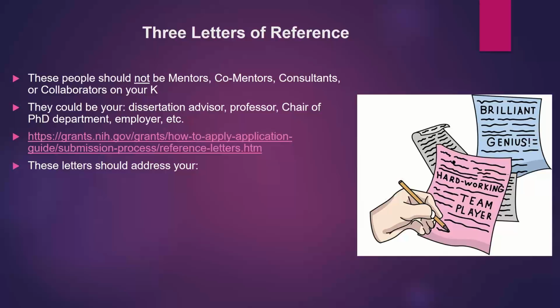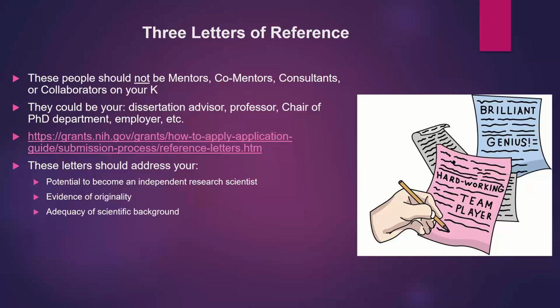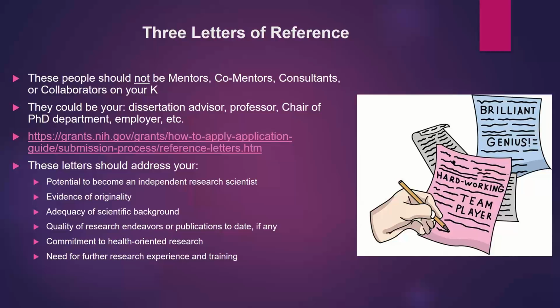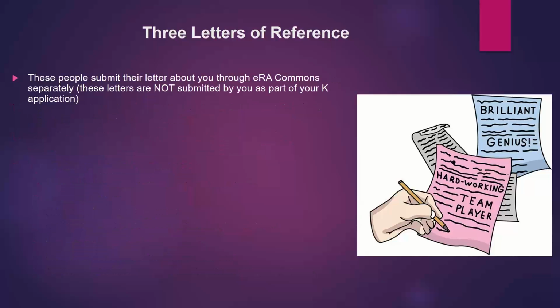If you go to grants.nih.gov, they have a link for reference letters and what they should look like. But briefly, these letters should address your potential to become an independent research scientist, evidence of your originality, adequacy of your scientific background, the quality of the research endeavors or your publications to date, if any, your commitment to health-oriented research, and the need for your further research experience and training. And you can add any additional related comments that they may wish to provide. These people submit their letter about you through ERA Commons separately, so these letters are not submitted by you as part of your K application.